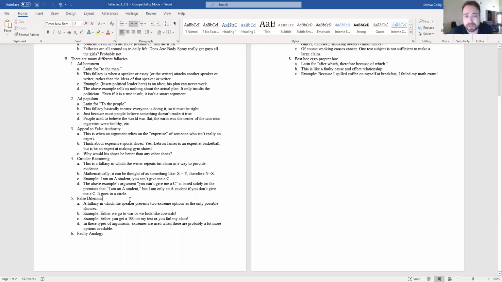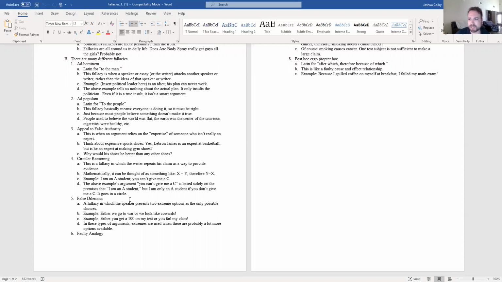Then we have a false dilemma. This is one that we love to use. Our brains love false dilemmas. The reason is, a false dilemma is when we take a complex topic and we shrink it down to two options. Either we go to war or we are cowards. Either you get 100 on my test or you fail my class. In these cases, there are lots of other options available.